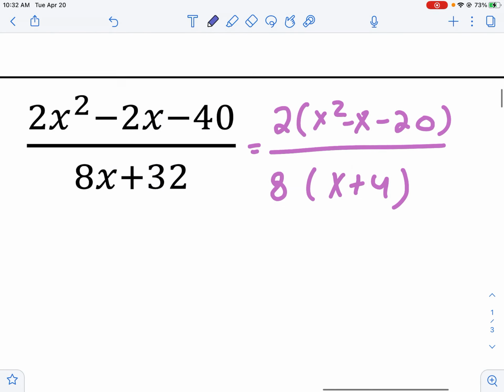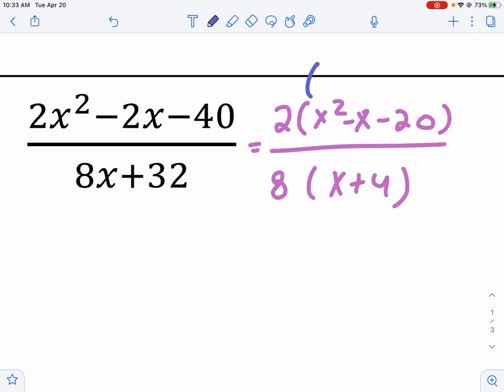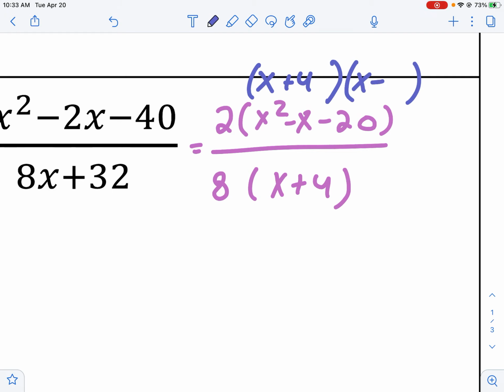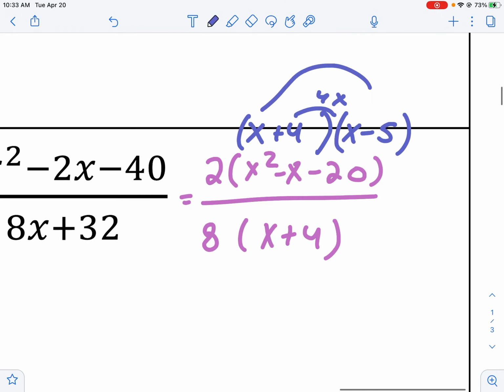Then from this point, we should be able to pull out an x plus 4 here, so we factor this. So we have x plus 4. Would x minus 5 work? It does, right? Because 4x and negative 5x makes this negative x in the middle, so we're good.